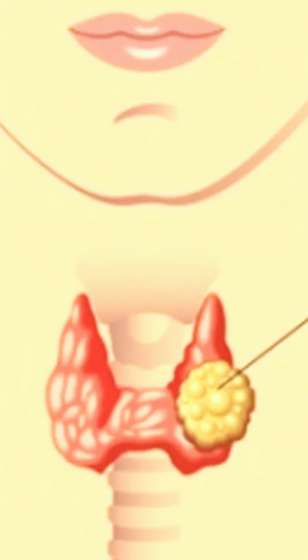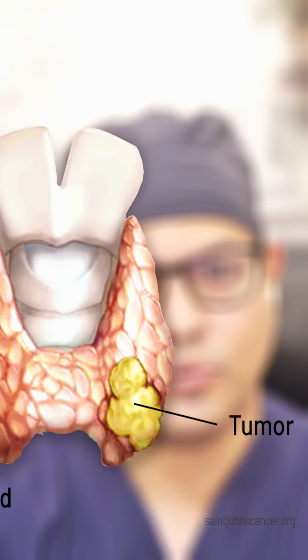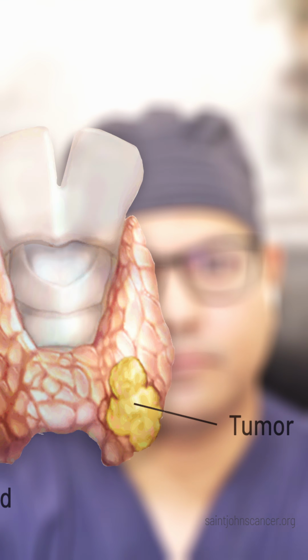The structural problems include goiter, which means there is swelling of the thyroid gland. Thyroid nodule, that means there is a specific single nodule in a part of the gland, or there can be multinodular goiter where there are multiple nodules in the same gland, or there can be thyroid carcinoma, which is a cancer of thyroid gland.